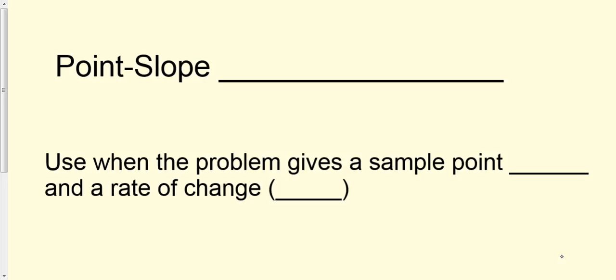We're going to go ahead and get started with something called point slope. There is an actual formula for point slope, but we are not going to be using that specific formula. We're going to keep using y equals mx plus b. What I want you to remember is that when a problem gives you a sample point, x comma y, and a rate of change of m, we're going to take these values, substitute them into y equals mx plus b, solve for b, and go from there.